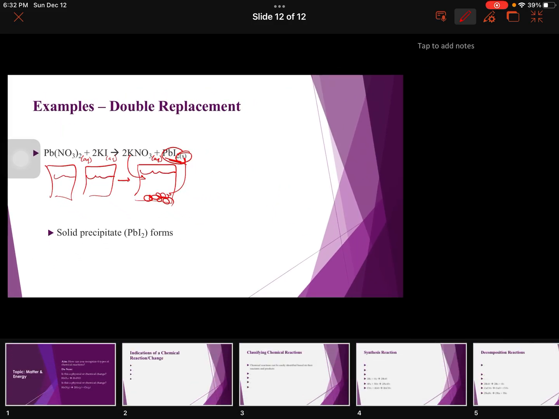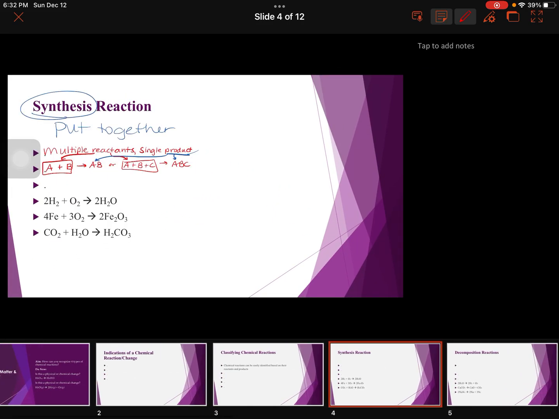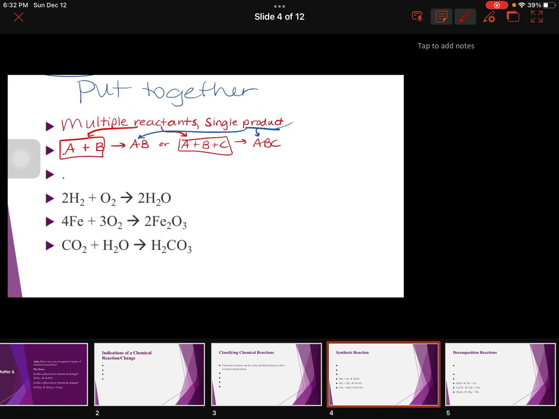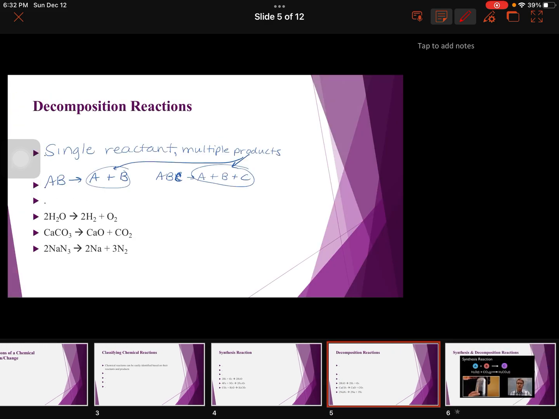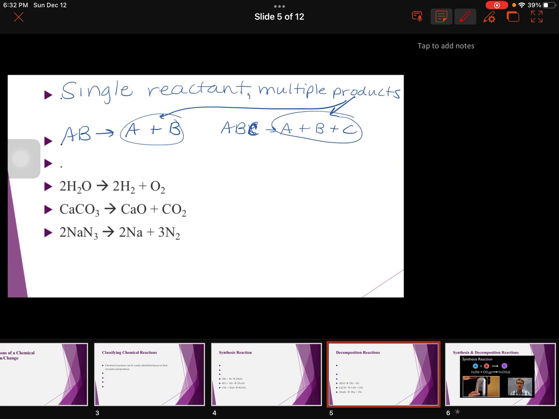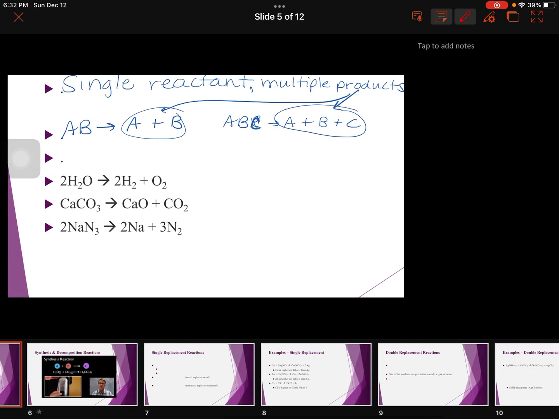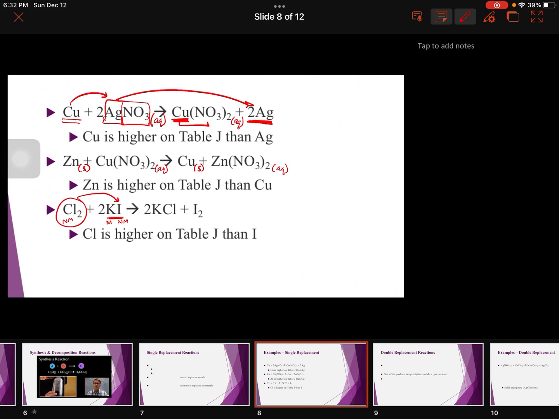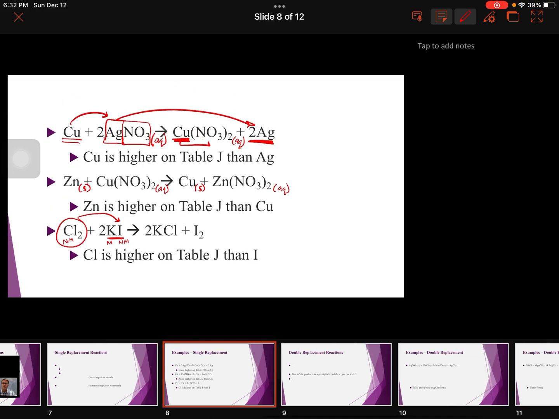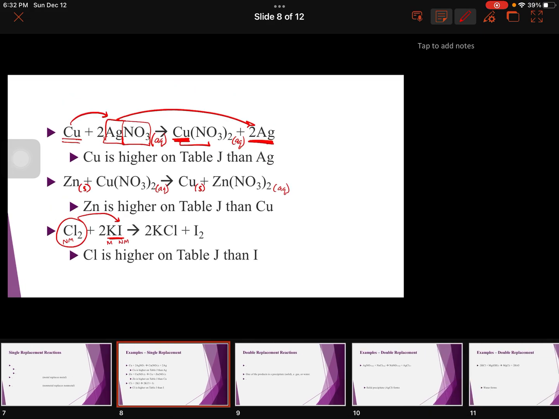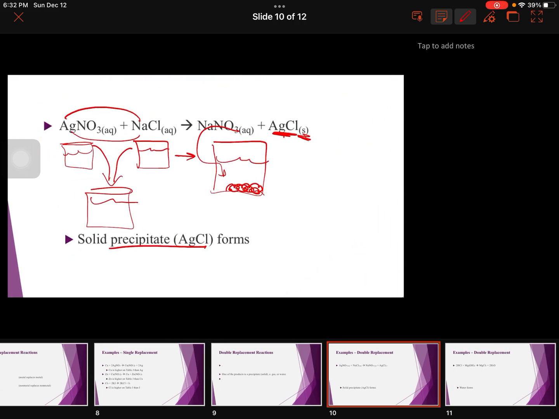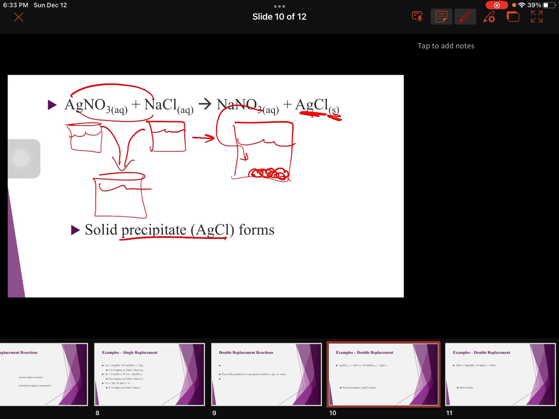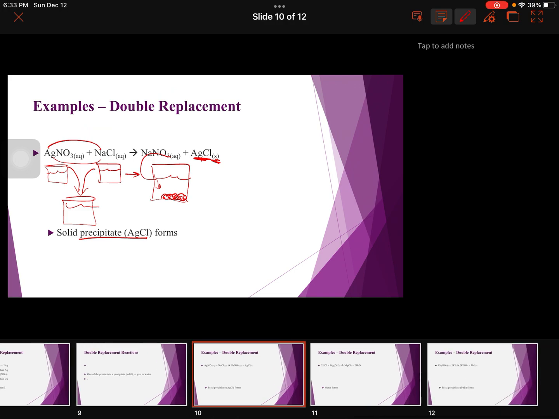So again, we have four different types of reactions that we've looked at. We have looked at synthesis reactions, which is when you put elements together, or multiple reactants together, to make a single product. Decomposition is the opposite, where we have a single reactant breaking down into multiple products. And then we have single and double replacement. Single replacement, we have a single element reacting with a compound to form a new compound and a new single element. Double replacement, we have two sets of partners, two compounds, and then two new compounds that form after they switch partners. And that is it.